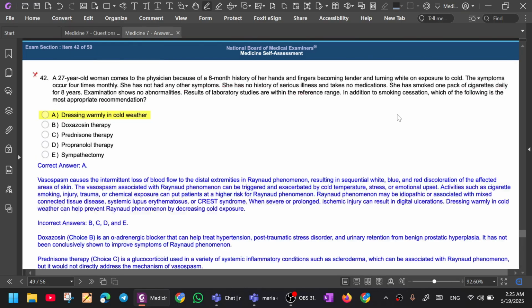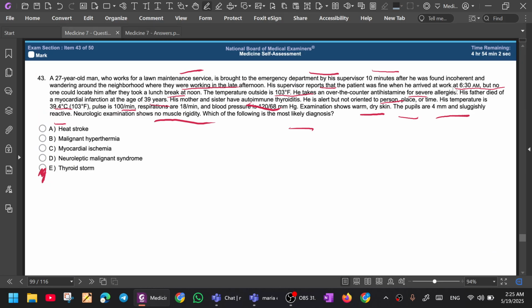One thing: he's working in the afternoon. He's been working since 6 in the morning to late afternoon. The way I'm thinking is, okay, go ahead. It's heat stroke. Initially I picked heat stroke, then I changed my answer. It happens. Okay, no problem.